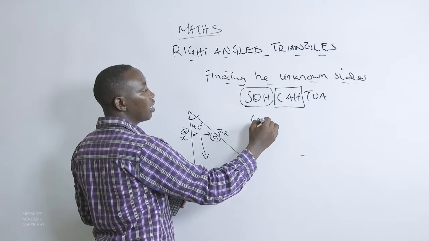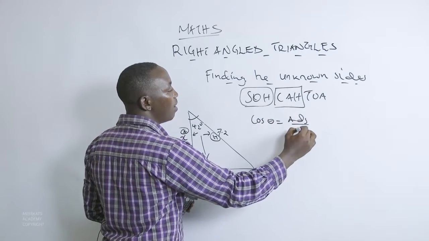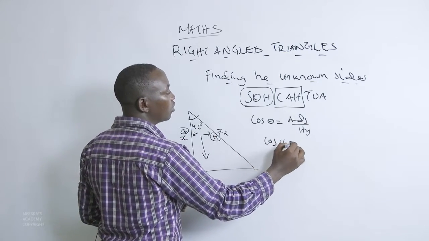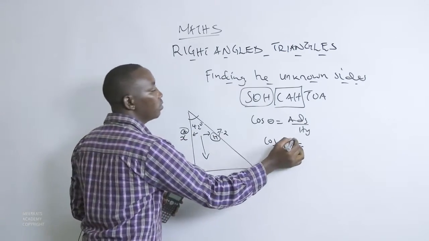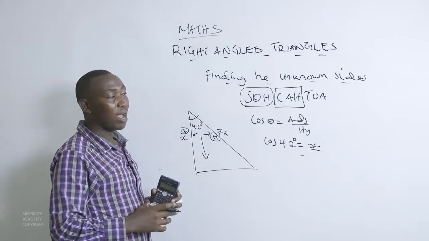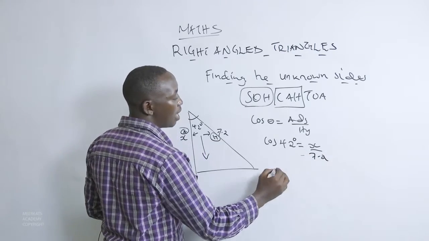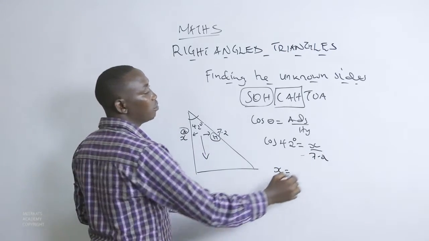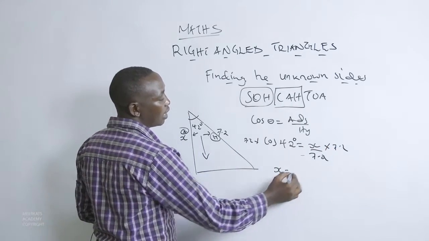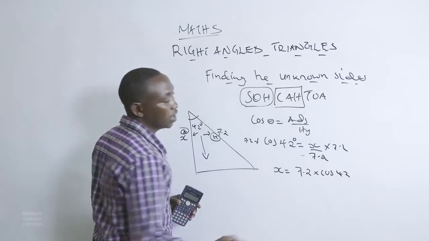In this particular case, the cosine of theta will be given by adjacent all over the hypotenuse. Our theta is 42 degrees, so cos 42 degrees will be equal to adjacent, which is x, which we do not know, divided by the hypotenuse, which in this case is 7.2. Therefore, to get x, you have to multiply both sides by 7.2. x therefore will be 7.2 multiplied by cosine of 42.